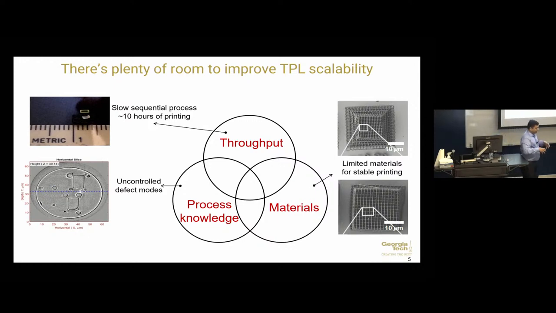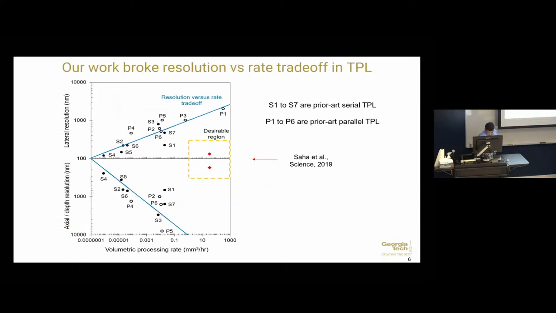And if I'm broadly looking at other metrics that I care about, not just the speed, there is also the metric of process knowledge and the material space that we can work in with this process. And right now, all of these are really areas where not a lot of work has been done for scalable parts. And I'll go into details of what I mean by this within the context of scalability. Okay? So what we did, very quickly, the results of the throughput.